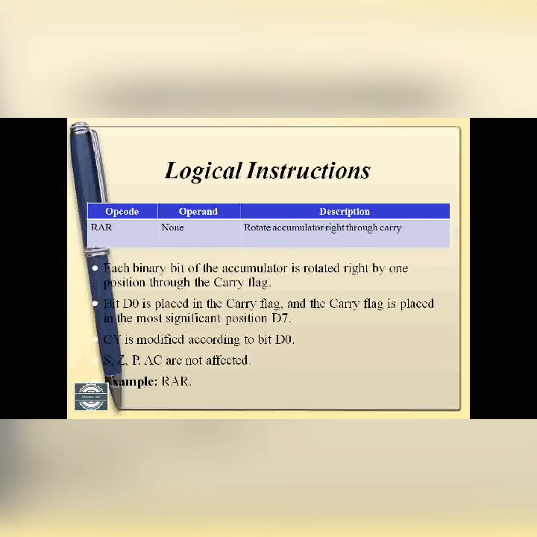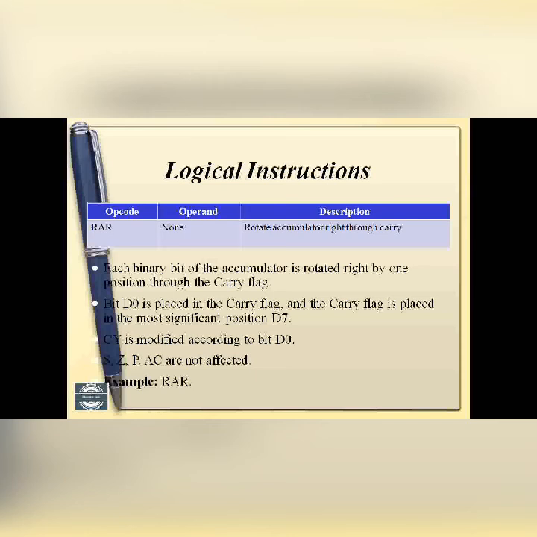So next one, our logical, that is coming CMA, complement accumulator. Complement accumulator means here the content of the accumulator is complemented. See the screen, it will come. Complement accumulator, that means our CMA.